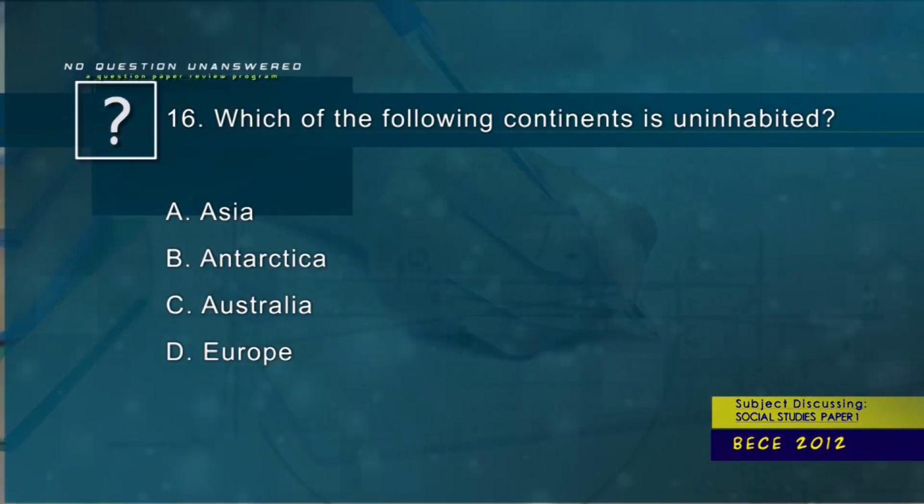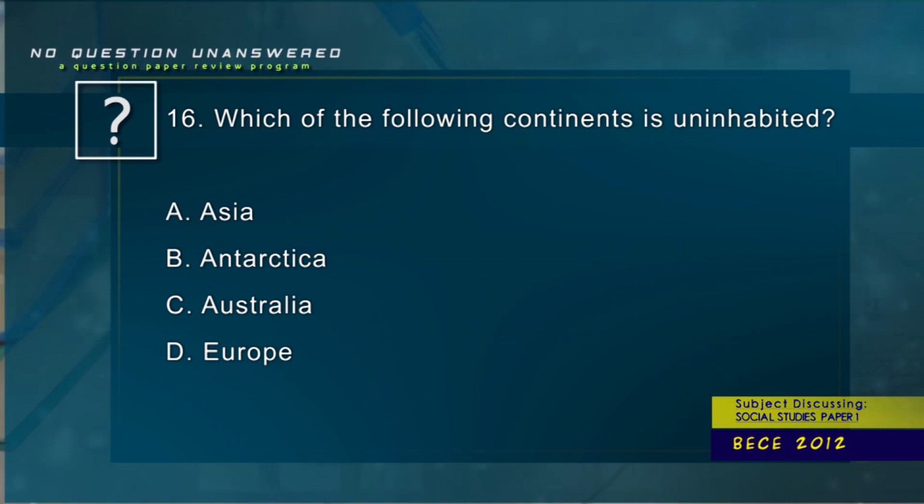Question 16. Which of the following continents is uninhabited? This means that which of the following continents has no human life? Human beings don't live on that continent. A, Asia; B, Antarctica; C, Australia; and D, Europe. Viewers, the correct answer is B, Antarctica. We all know that humans live in Europe, humans live in Asia, humans live in Australia. But Antarctica is that continent which is uninhabited. So the correct answer is B, viewers.